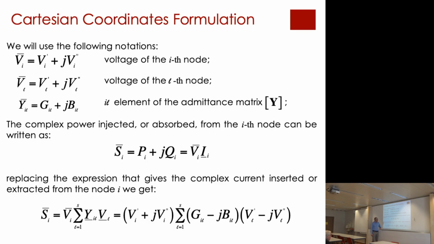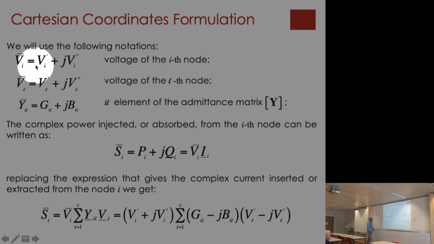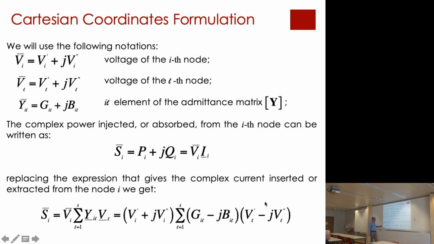Now I replace in this equation the Cartesian formulations that I used for the voltages and the admittances. So I have V_i expressed as V_i prime plus j V_i second, times the sum from l equal 1 to S of G_il minus jB_il. Minus, because this term is conjugated, times V_l prime minus jV_l second. Again minus, because the voltage is conjugated. This gives me the equality constraints of the load flow problem in Cartesian coordinates, written in terms of powers and voltages. I no longer have the currents here.